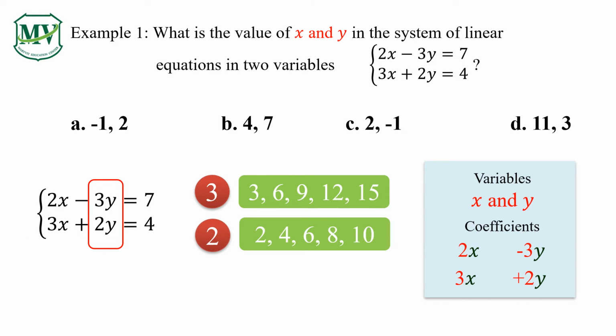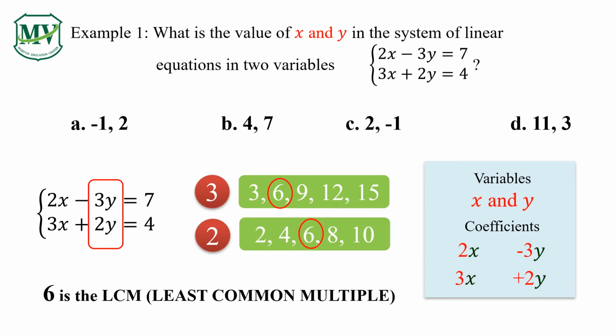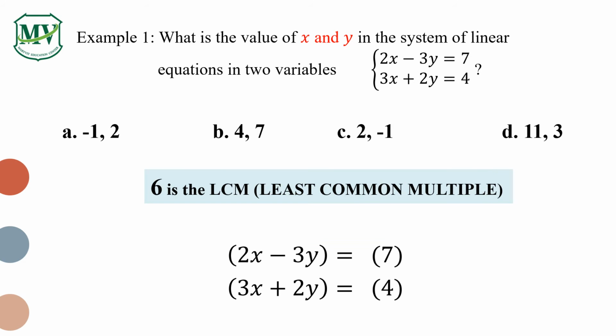Comparing the multiples of 3 and 2, what is the smallest number that is the same in the multiples of 3 and 2? The smallest number that is the same in their multiples is 6. That means 6 is the LCM or the least common multiple. Since 6 is the LCM and we are going to eliminate the variable y, we have to make the coefficients of y negative 6 and positive 6.